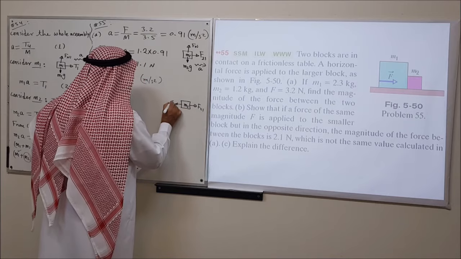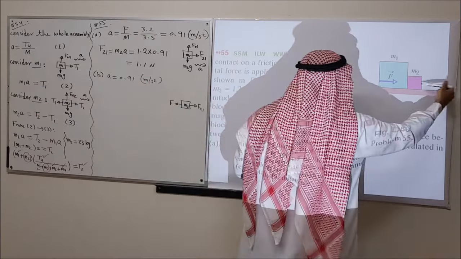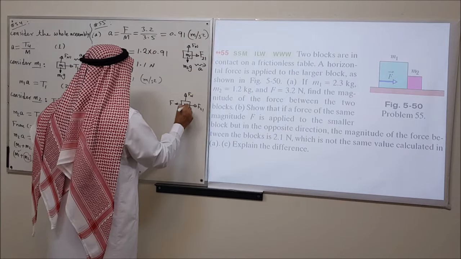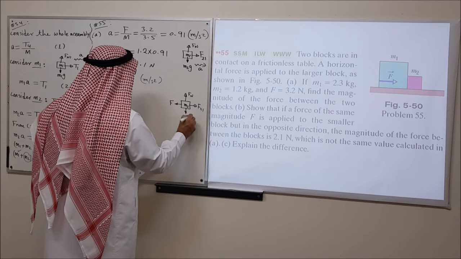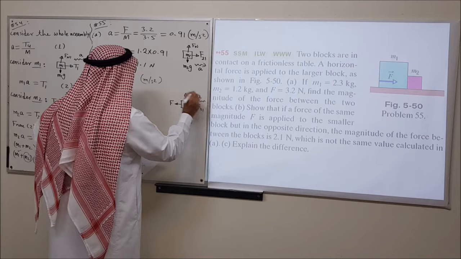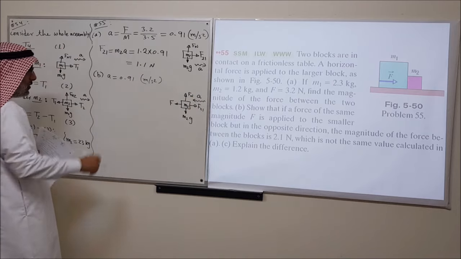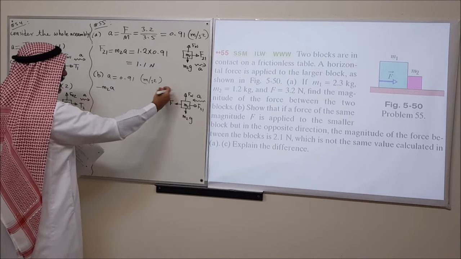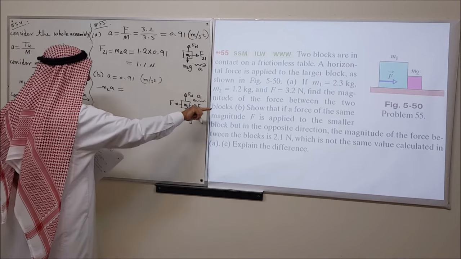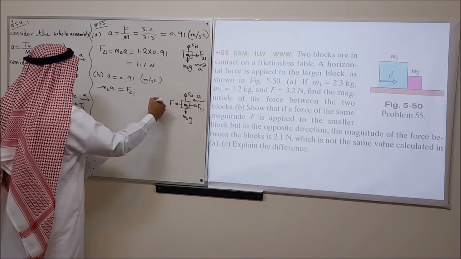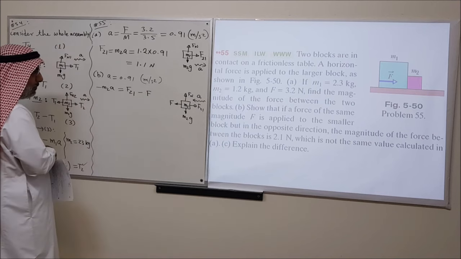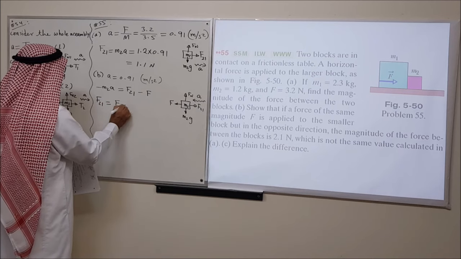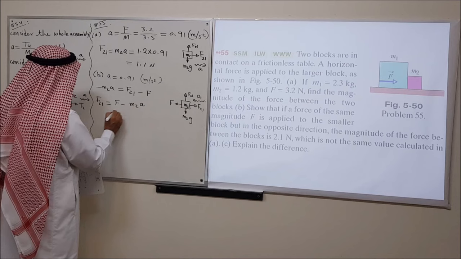And now we have the applied force here. The applied force will be applied this way now, so that is F applied, and then we have the normal force and the gravitational force, and now the acceleration is in this direction. Right, Newton's second law. This one will be minus M2A, because the acceleration is in the negative x direction, equal to F21 positive minus F. Okay, so F21 is equal to F minus M2A.